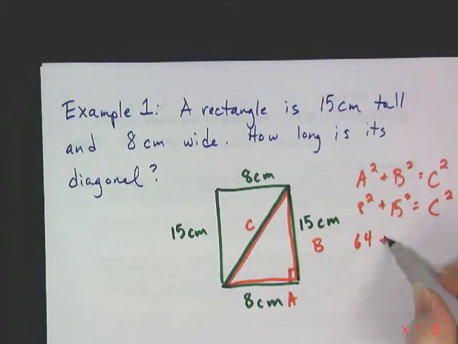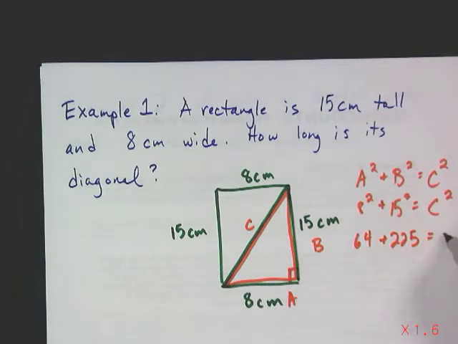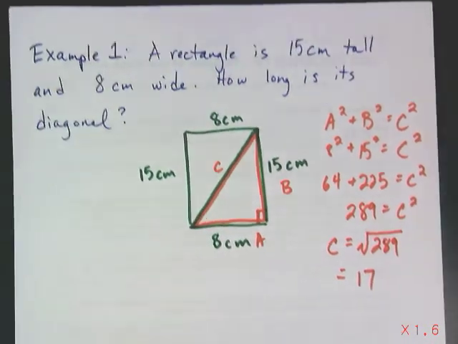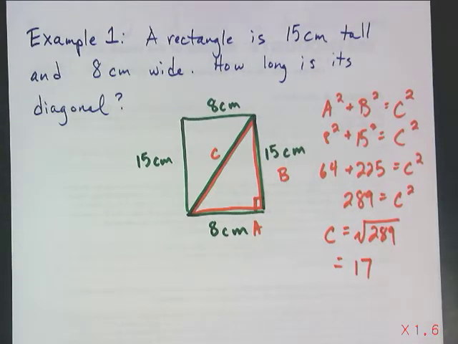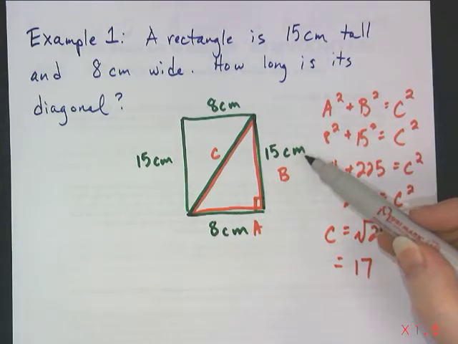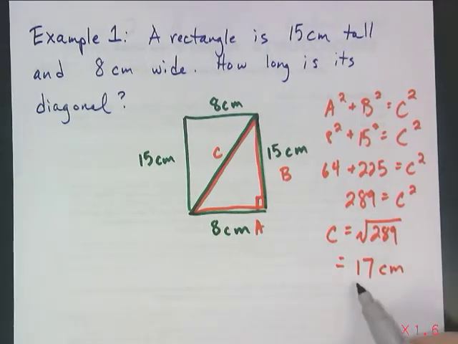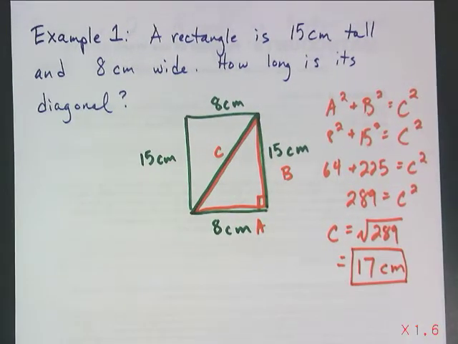8 squared is 64, 15 squared is 225. When I add those up, I get 289. So the square root of that, 289, is actually a perfect square. It works out to be 17. Let me move that up where you can see that. And I need to remember my units. Pythagorean theorem is often used to find measurements. Don't forget your units in those answers. So my answer is 17 centimeters.